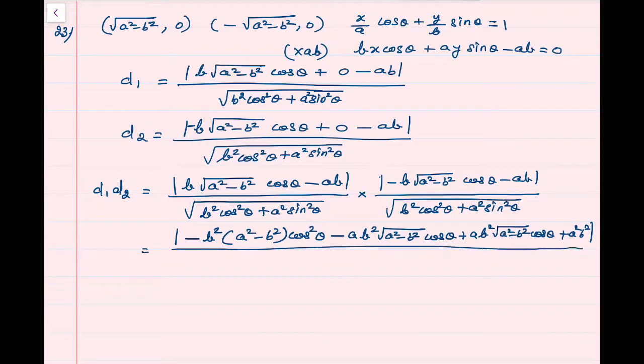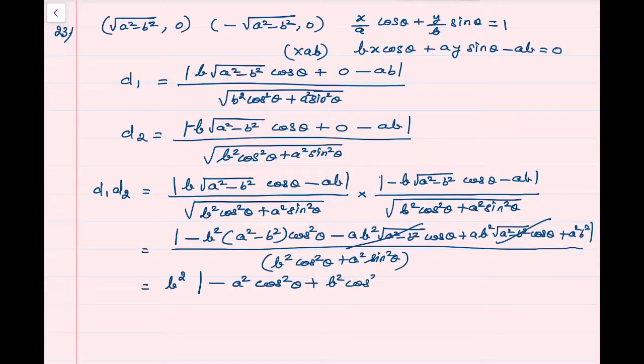divided by b square cos square theta plus a square sin square theta. These two terms are getting cancelled. B square is common in the numerator. We will take it out. B square is a positive number. Minus a square cos square theta plus b square cos square theta and plus a square, divided by b square cos square theta plus a square sin square theta.